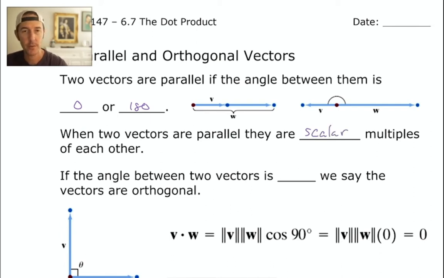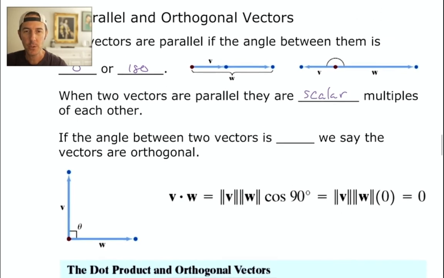When two vectors are parallel, they are scalar multiples of each other, right? If you take a vector and you multiply it by -2 or positive 3/5 or positive 7, multiplying by those kinds of numbers, those numbers are considered scalars. And if it's a negative number, it's going to switch the direction of the vector.